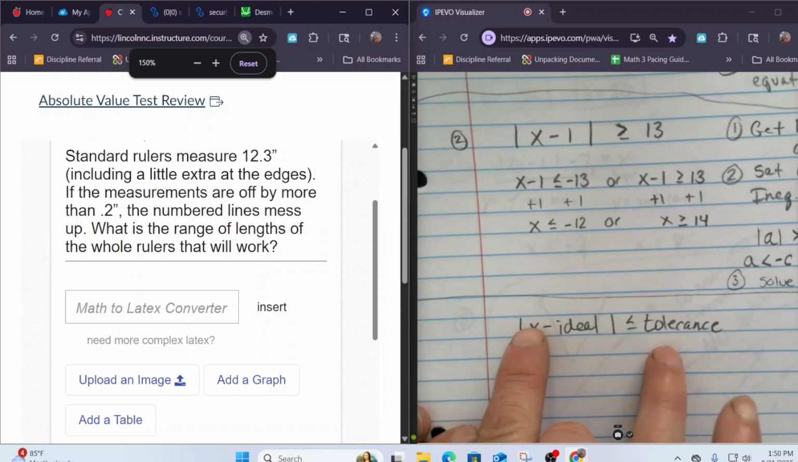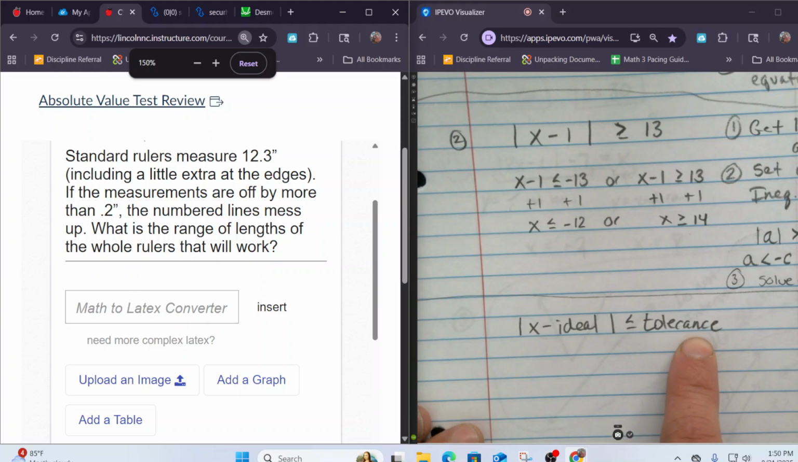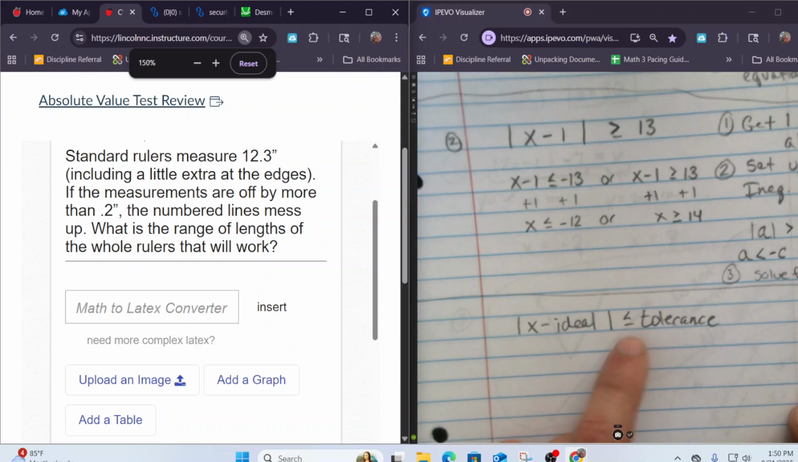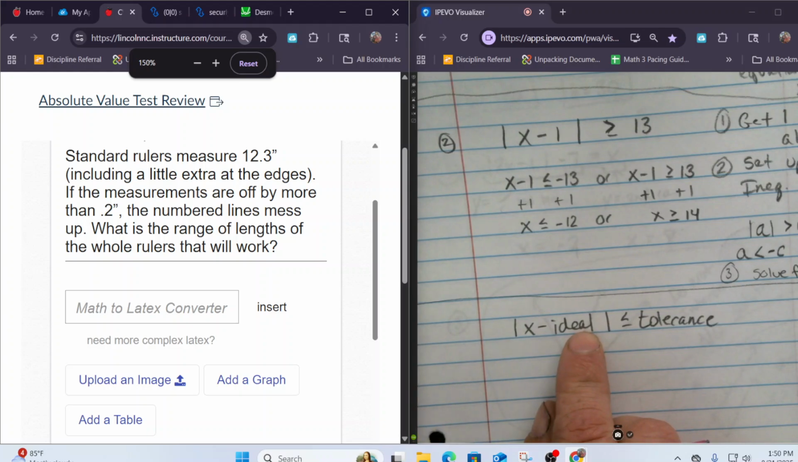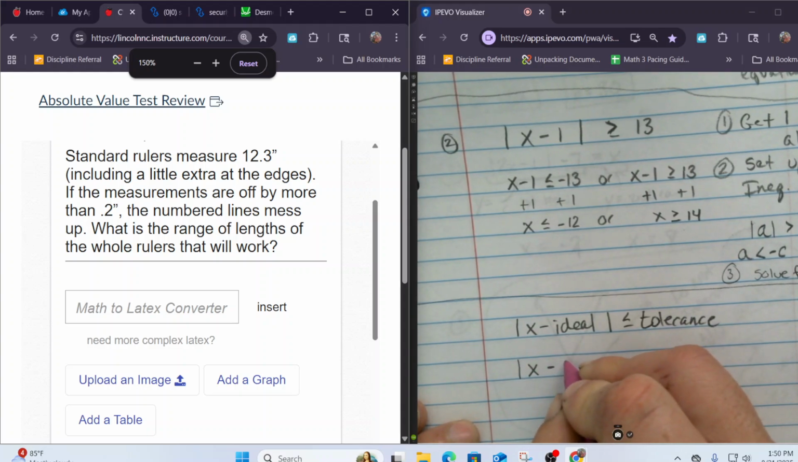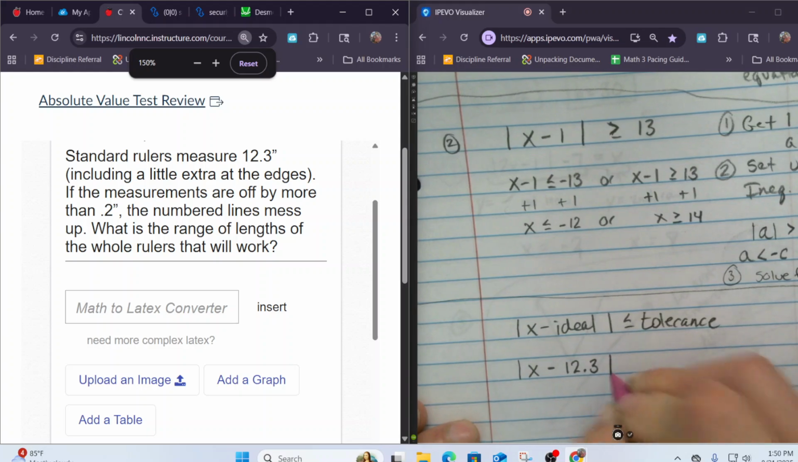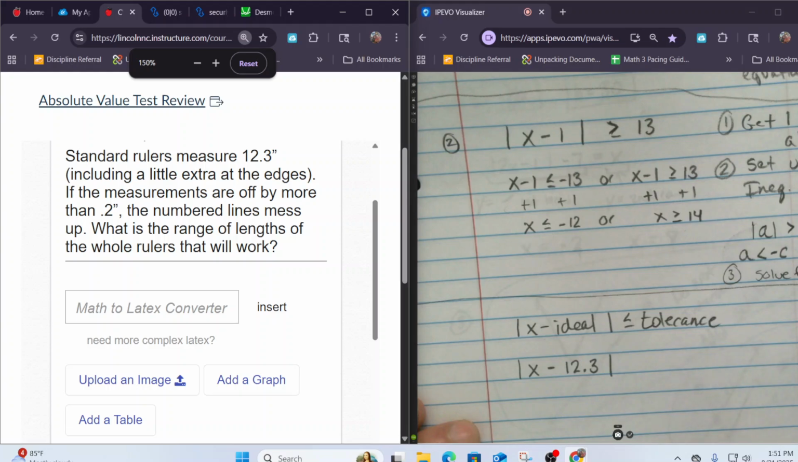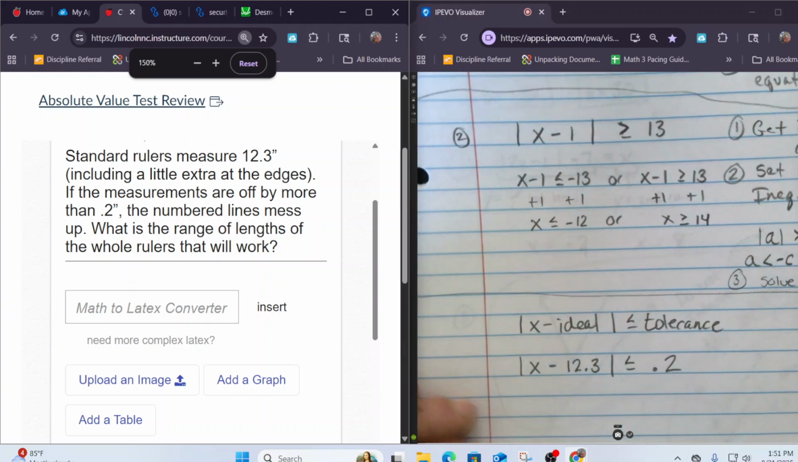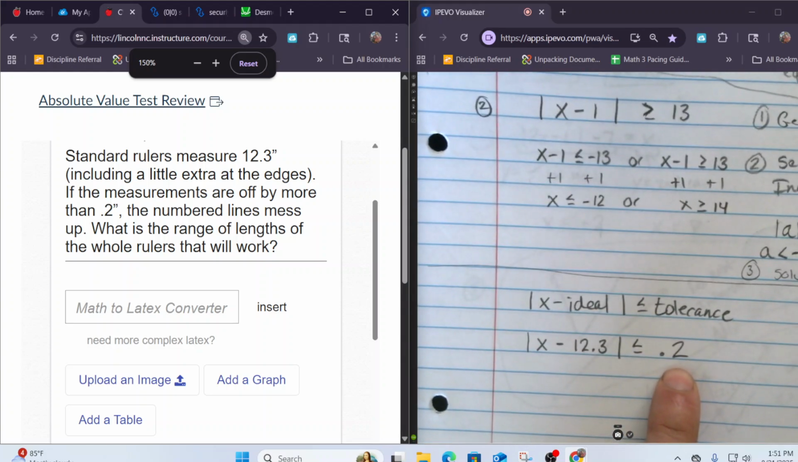Okay. Will anything ever look different than this? It can't be that way. That's always minus. That's always less than or equal to. Okay? The ideal is always larger than your tolerance. So that being said, I know that 12.3 is the ideal length of the ruler. If it's the ideal length, it's 12.3 inches. However, they can vary by 0.2 inches either way. So there's your tolerance. 12.3 is a lot bigger than this.